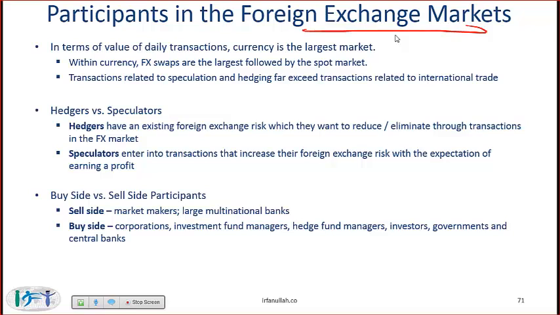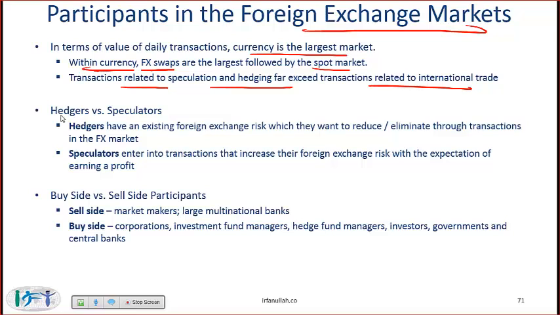Participants in the FX markets. In terms of daily transactions, currency is the largest market. It is much larger than your bond market, much larger than the stock market, and so on. Within currency, FX swaps are the largest, followed by the spot market. Transactions related to speculation and hedging far exceed transactions related to international trade.